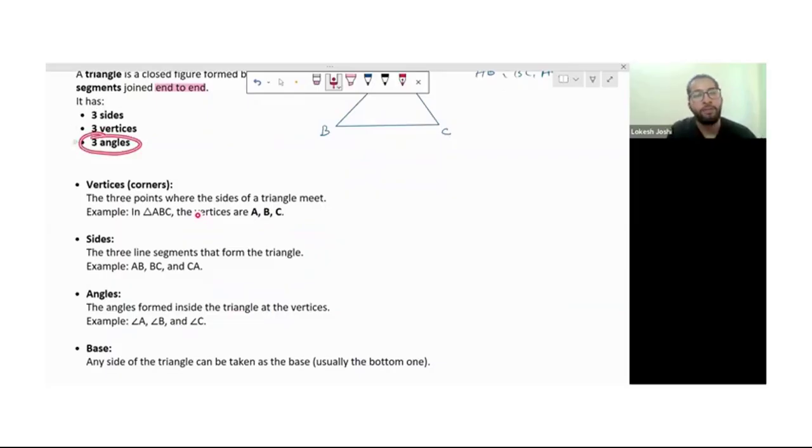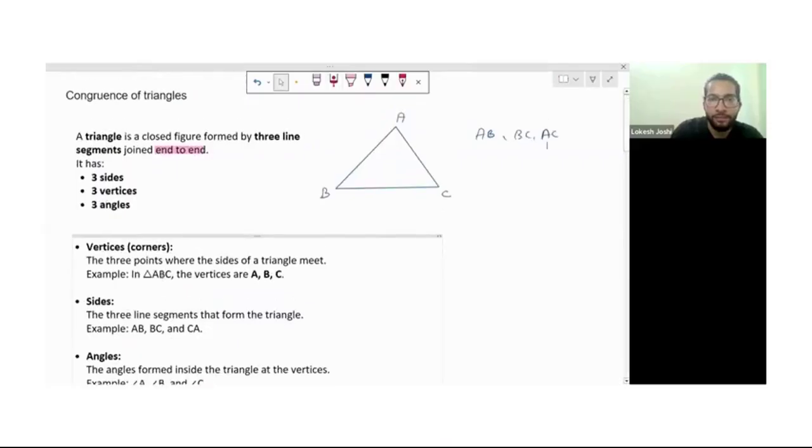We have also done this in the previous chapter, lines and angles, so we can directly say this one is an angle and we can denote it as angle B. This one is also an angle and we can write it as angle C. This one is also an angle and we can say it's angle A.